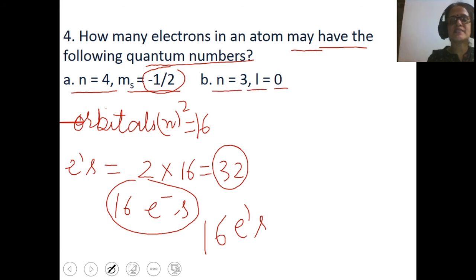Now I want to discuss the next question. n is equal to 3, L is equal to 0. So this represents the 3s subshell. You know that the s subshell has only one orbital. And one orbital can accommodate 2 electrons. So how many electrons can have this value? Our answer is 2 electrons.